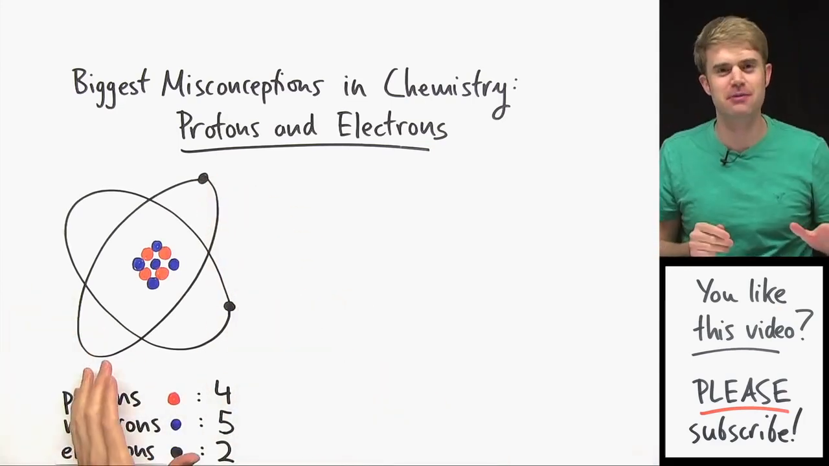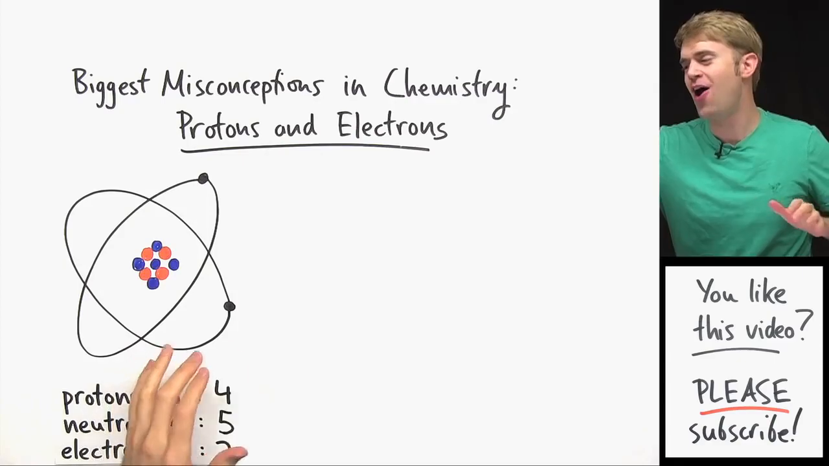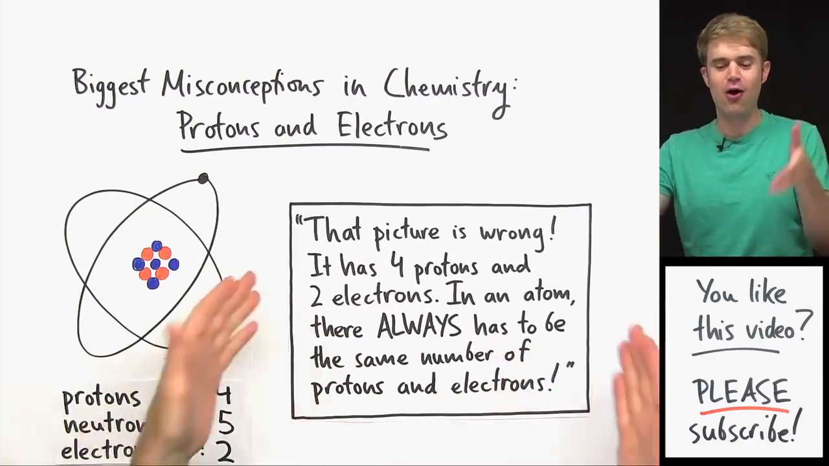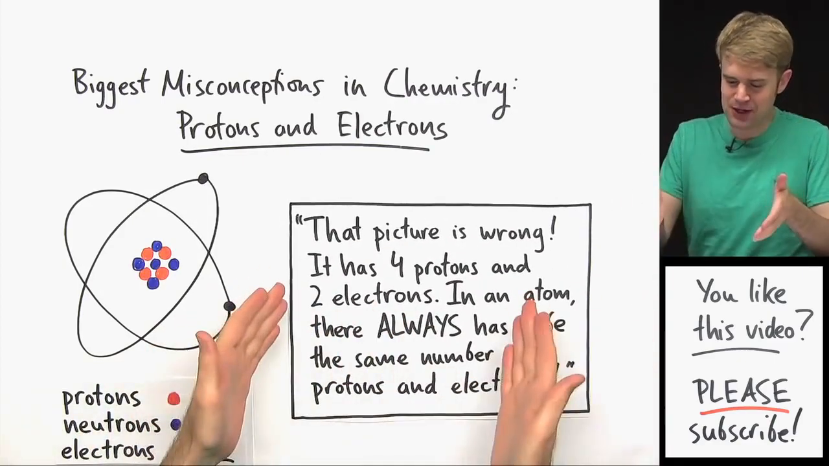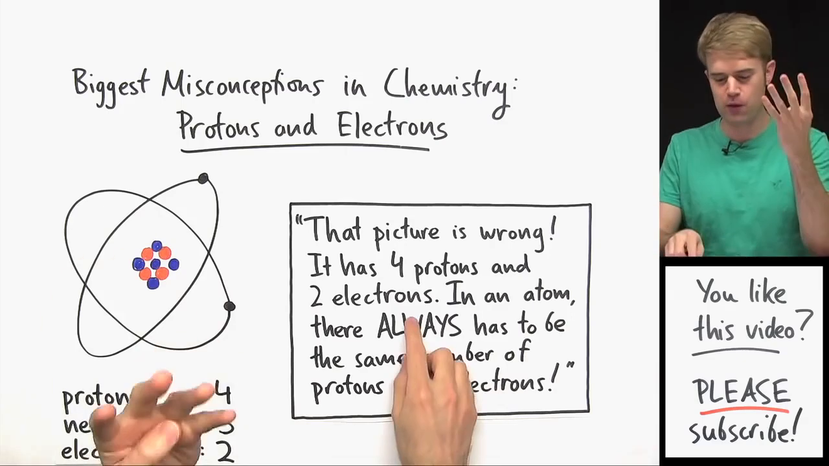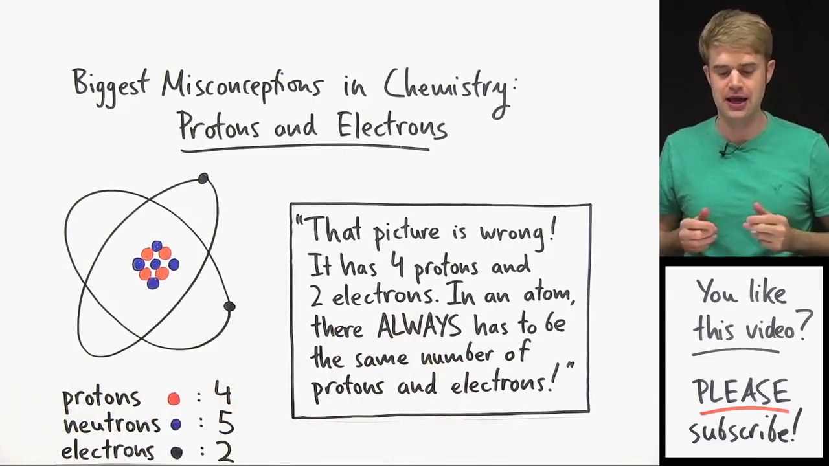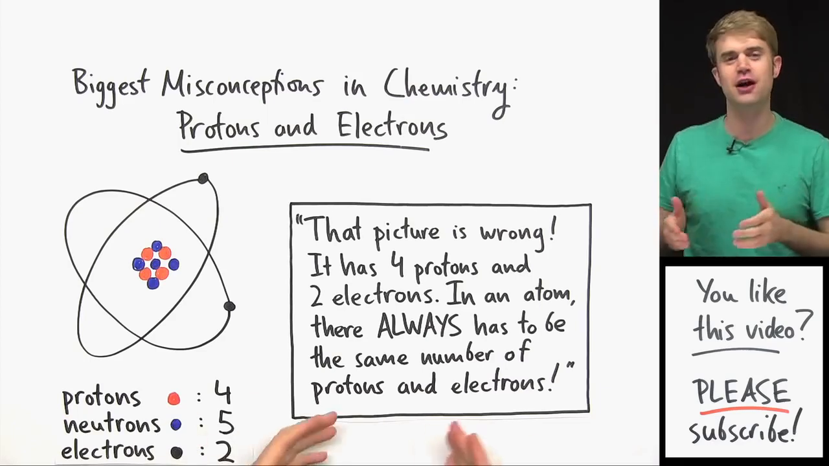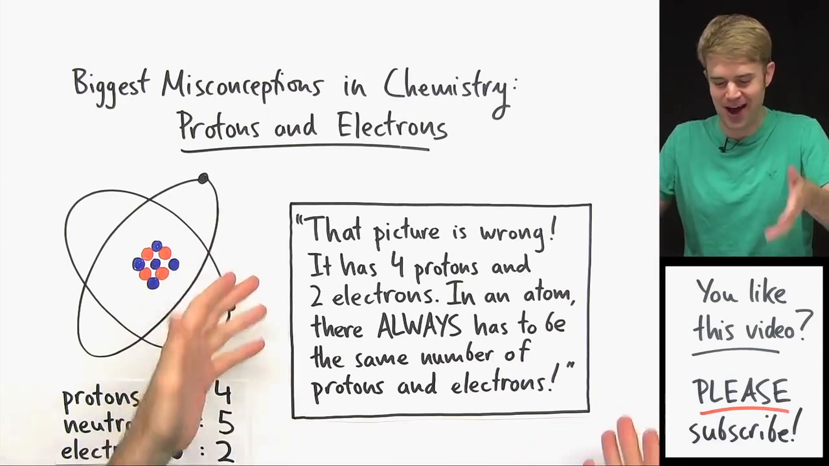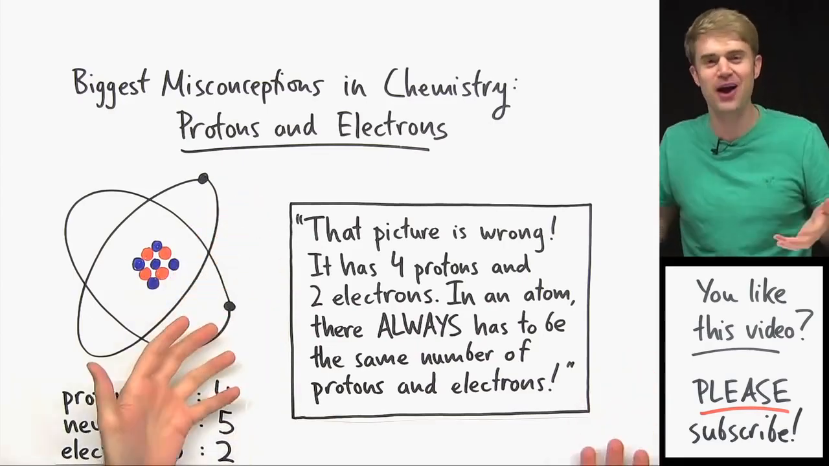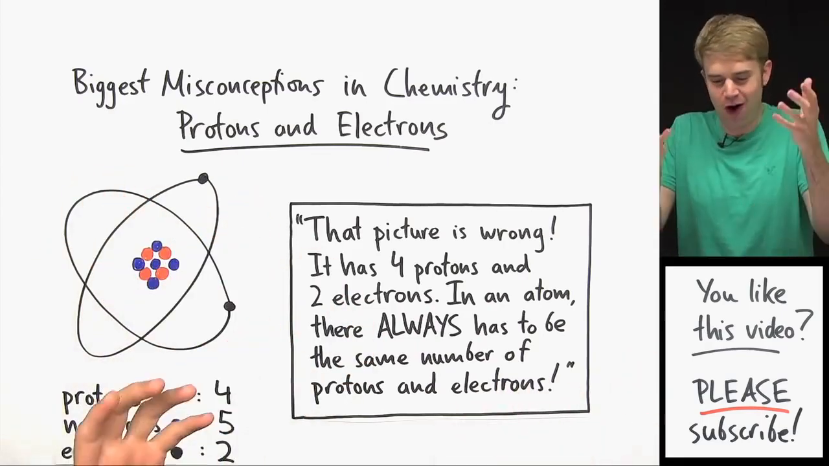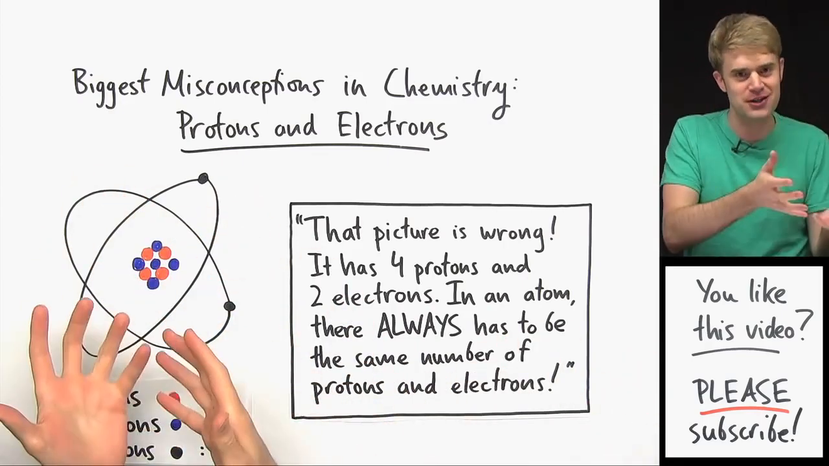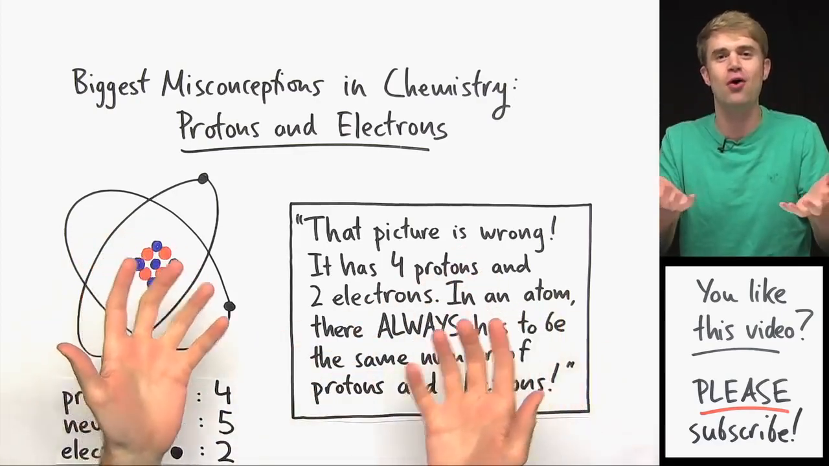I put an atom like this in my video, and before I know it, there are tons of comments and they all sound like this. That picture is wrong. It has 4 protons and 2 electrons. In an atom, there always has to be the same number of protons and electrons. Well, I don't know what to say, but this just isn't right. It's just not right. There are lots of times when the number of protons and the number of electrons in an atom are different.